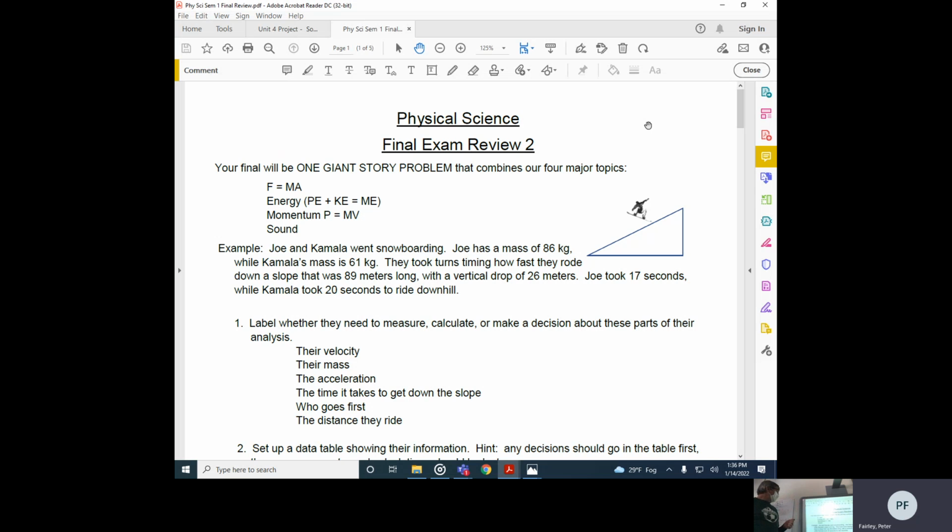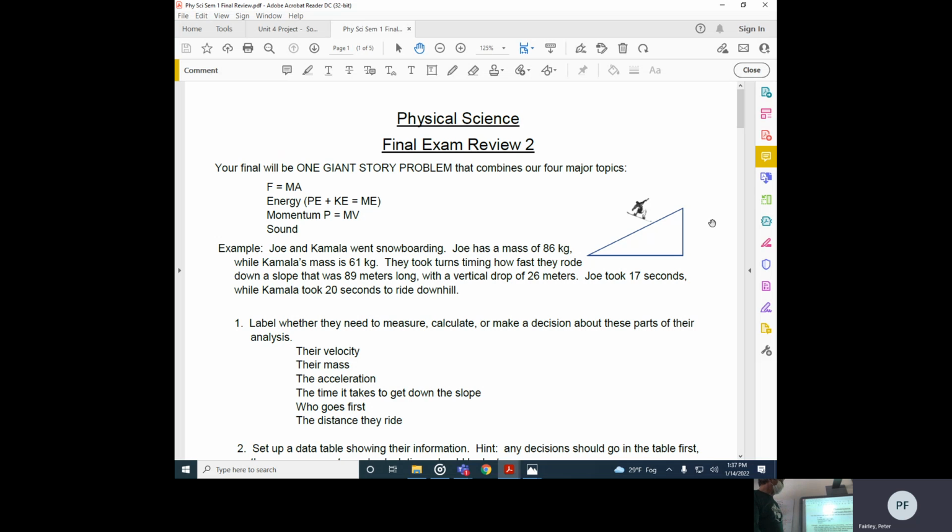All right. So here's our example. This is our example problem, right? Like if you get the final exam, it starts right here. Joe and Kamala went snowboarding. Joe has a mass of 86 kilograms, while Kamala's mass is 61 kilograms. They took turns timing how fast they rode down a slope that was 89 meters long with a vertical drop of 26 meters. Hey, wait a second. I just gave you 2 distance measurements, didn't I?